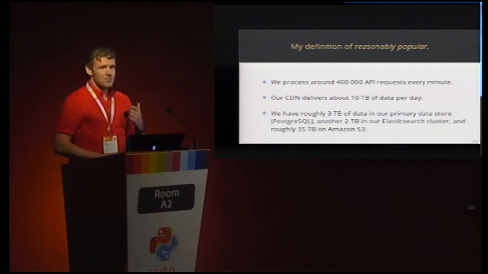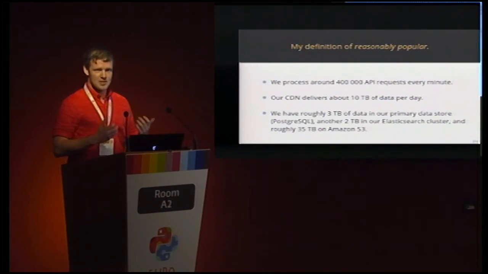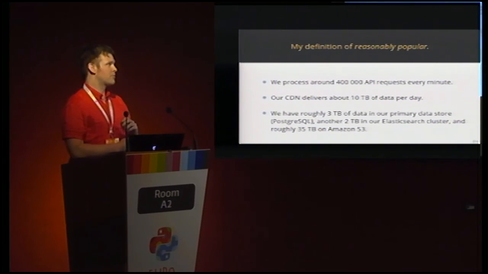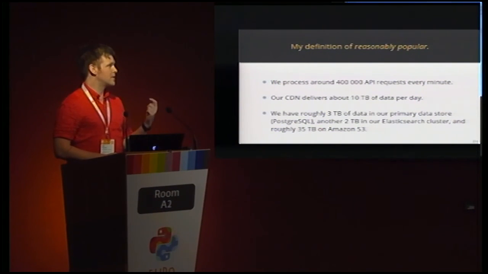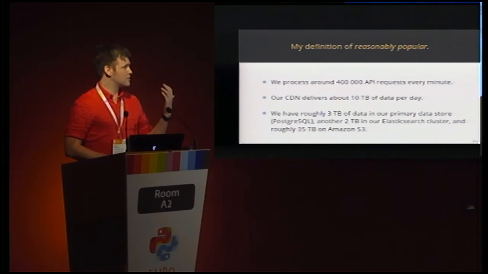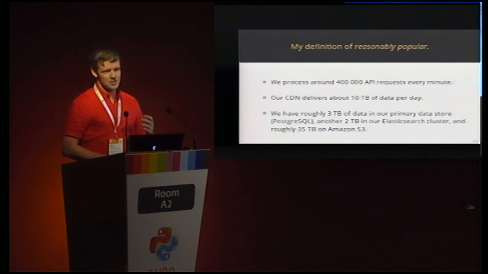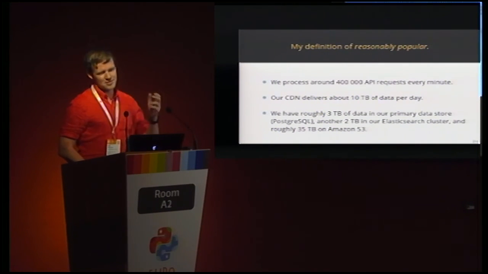Since I'm going to talk to you about something reasonably popular, reasonably big, it's only fair that I give you a definition of what I think is reasonably big. So, Hotjar right now, we process around 400,000 API requests every minute. Our CDN delivers about 10 terabytes of data to our users every day, and we have roughly 3 terabytes of data in our primary data store. It's a Postgres, and another 2 terabytes in our Elasticsearch cluster, and somewhere between 35 and 40 terabytes on Amazon S3. So that's our definition of reasonably popular, reasonably big for today.